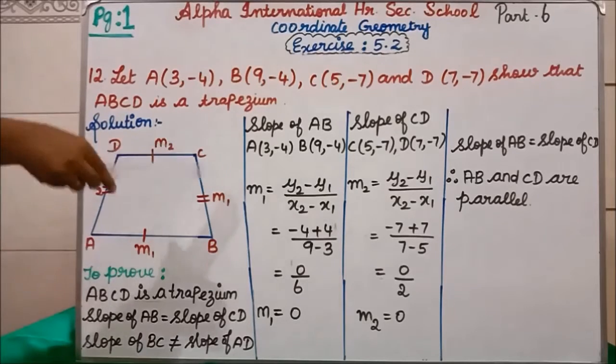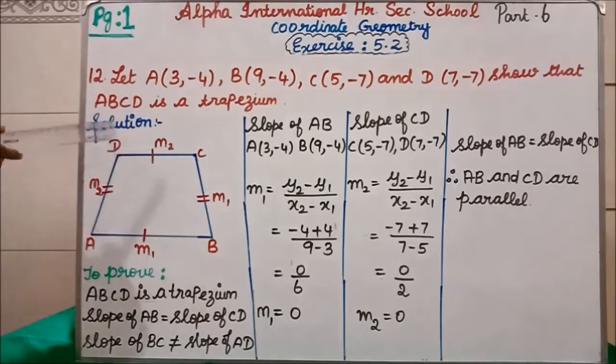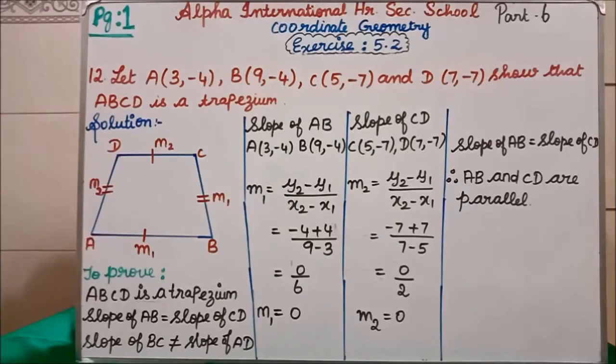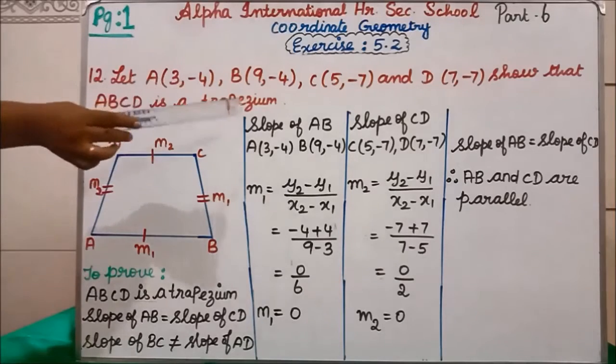See, I have drawn the trapezium ABCD. Slope of this side M1, slope of this side M2. Similarly, slope M1, slope M2. To prove that ABCD is a trapezium, for that we have to find slope of AB equal to slope of CD. Then slope of BC is not equal to slope of AD, we have to find. Clear? We are starting with slope of AB.